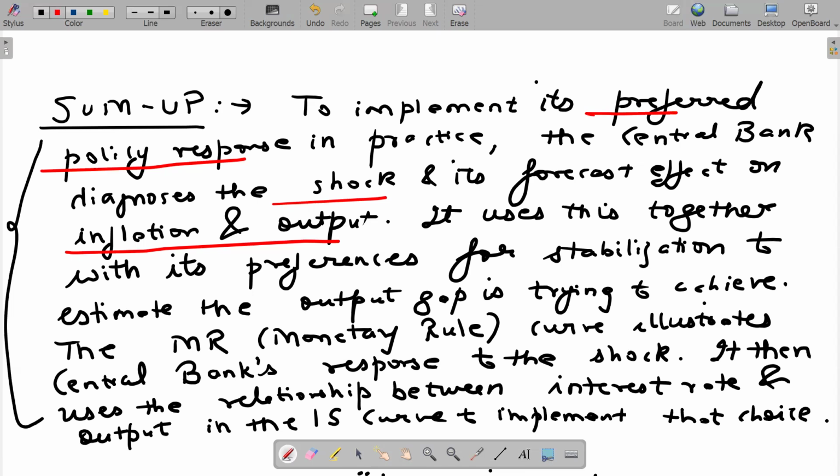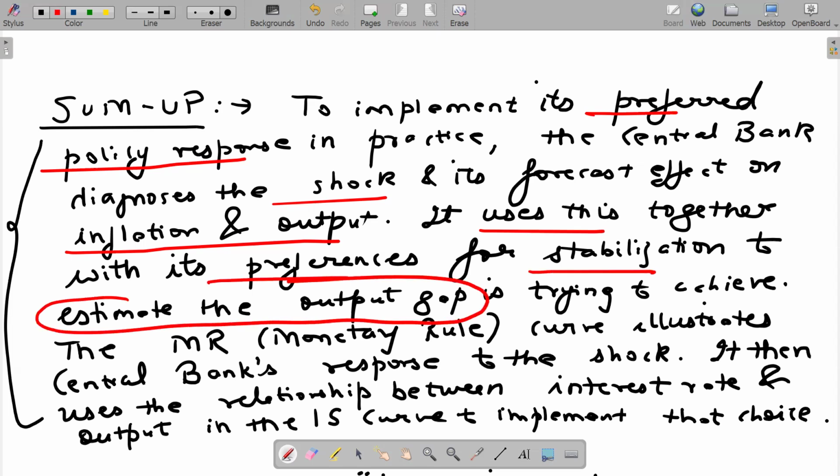We started our lecture today with assuming that central banks in the latest monetary policy rules are all forward looking. So that means the central bank is going to analyze the shock and its impact on inflation and output in the future. It then is going to use its preferences for stabilization to estimate the output gap. The central bank will estimate how much the output gap is. What is the difference between the actual output in the economy and the equilibrium output the central bank is trying to achieve? By how much is that far away from the current output level?